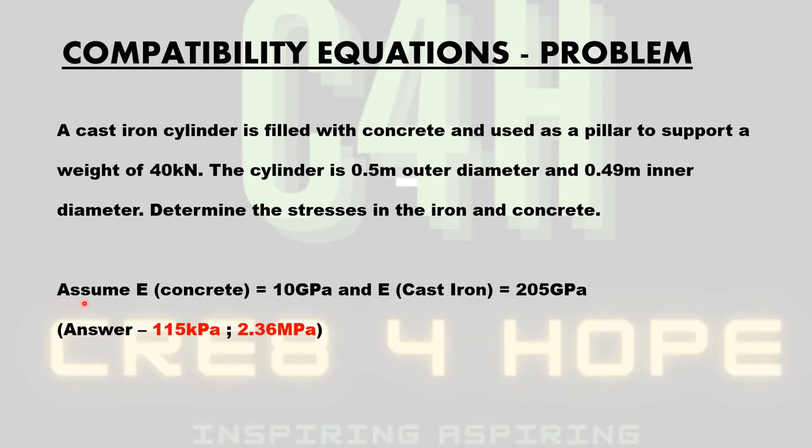So we've been given some information. So we are to assume that the Young's modulus for concrete equals 10 gigapascal, and that of cast iron equals 205 gigapascal. And these are the expected results at the end of the problem. So we are expected to get a result of 115 kilopascals and 2.36 megapascal for one of the given materials.